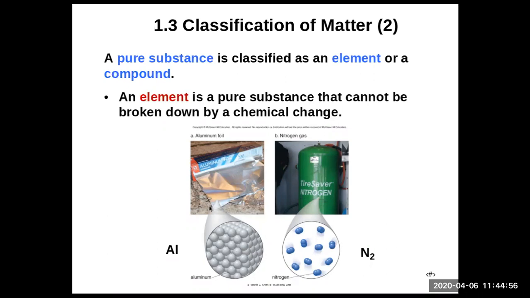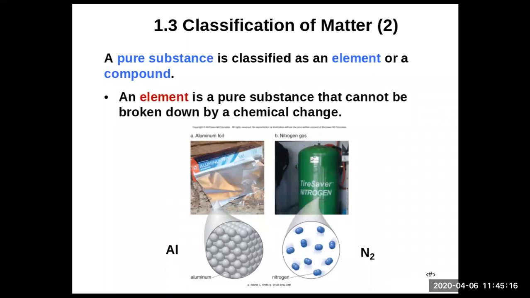And so here it's a solid. So notice how it's packed together in an organized fashion. You can see a pattern. And so that represents a solid. So you cannot break down aluminum into something else by a chemical change. It's not possible.